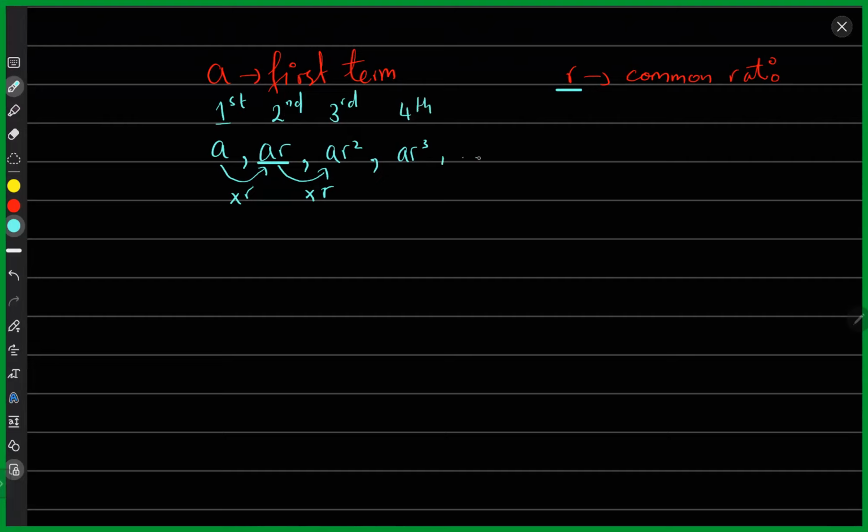So what do you think? What would we have in the nth term? A is fixed. A is coming in every term. R is coming in every term. The power is different. What is the link between the number of the term and the power? It would be 1 less than the number of the term, right? So it would be AR to the power n minus 1. This implies that the nth term formula for geometric progression is going to be AR to the power n minus 1. This is what I wanted to talk about over here.